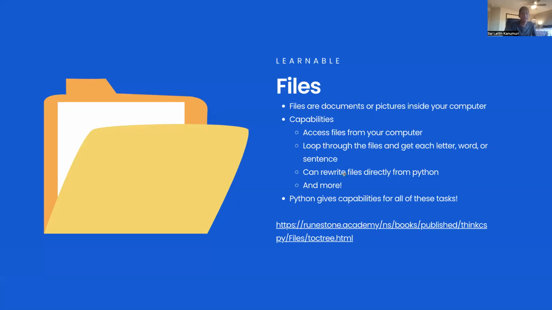Now we're just going to go through files very quickly. You can definitely dive way deeper into this. File manipulation is actually a pretty good topic. Basically, files are documents or pictures inside of your computer, and you can access files from your computer, which is very cool. If you have a file in your File Explorer or Finder on Mac, you can access that file inside of Python, and you can write stuff in that file and it will save. You can loop through the files, get each word or letter, rewrite files, and a lot more. It's super cool, and it's also very easy to do.